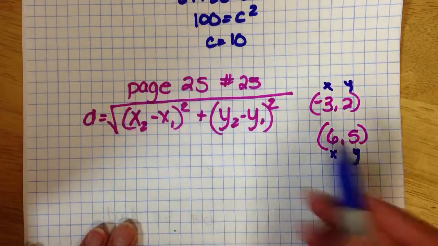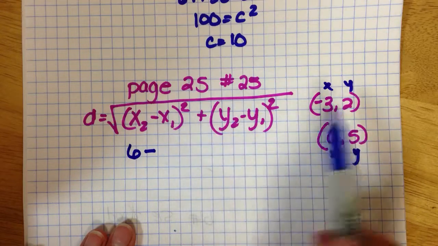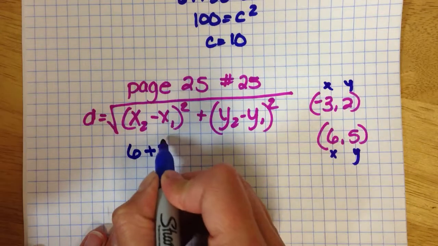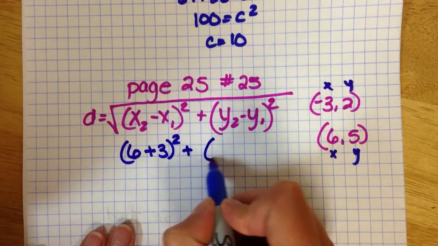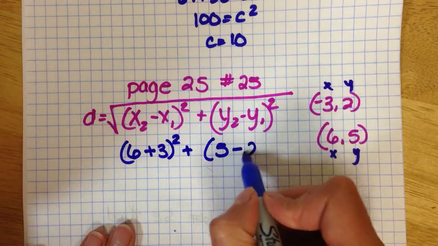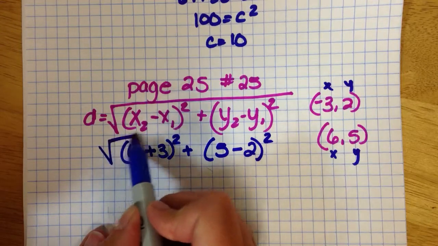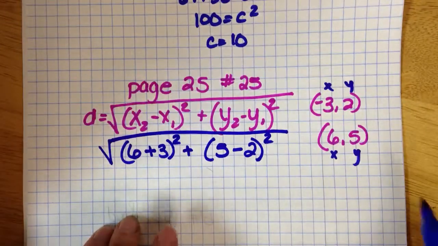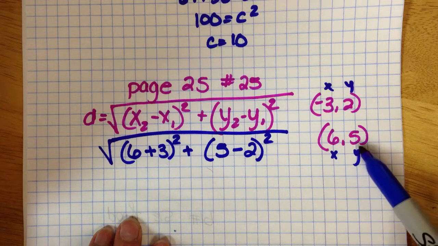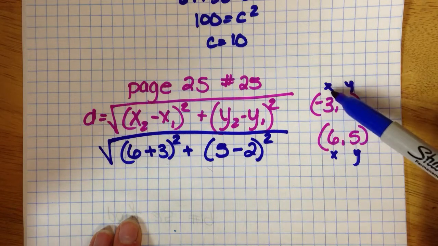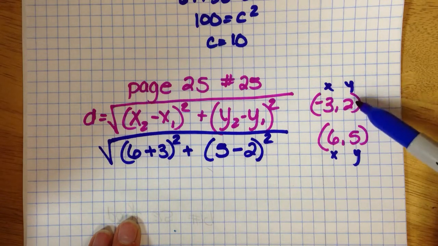For x sub 2, I'm going to use 6. X sub 1, I'm going to use as negative 3, which really becomes a positive 3. Y sub 2, I'm going to use 5, and then y sub 1, I'm going to use 2. You could have yours backwards from mine, which just means in the next step your signs will be the opposite of mine. I used this as x sub 2, so I had to use the 5 as y sub 2. If I had used negative 3 as x sub 2, then the y has to be the y sub 2.